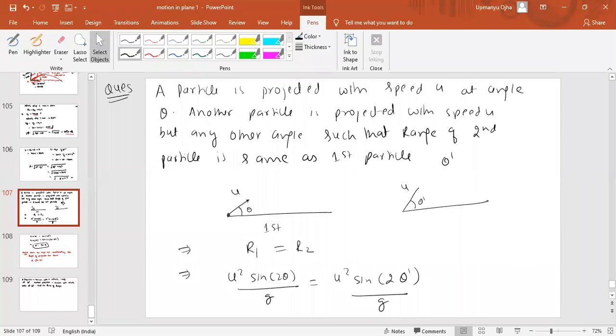One more problem they have asked in the NEET: two projectiles of the same mass with the same velocity are thrown at an angle of 60 degree and 30 degree with the horizontal. Which of the following will remain same? Time of flight, the range of the projectile, the maximum height. Range, yes, range is the answer. That is the problem I've asked here.